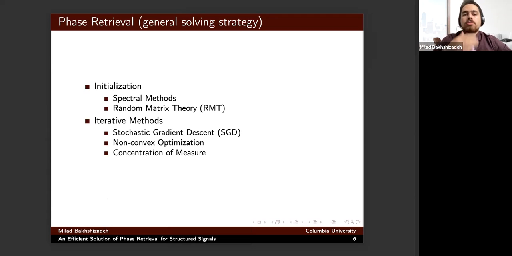And in those methods, stochastic gradient descent plays a key role, and non-convex optimization and concentration of measure are usual tools to analyze those methods. So for this talk, I'm going to focus on the second step. All I'm talking about assumes we have a good initial point. However, I did some work regarding the first step, and I'm happy to talk about it offline if you are interested to know more.